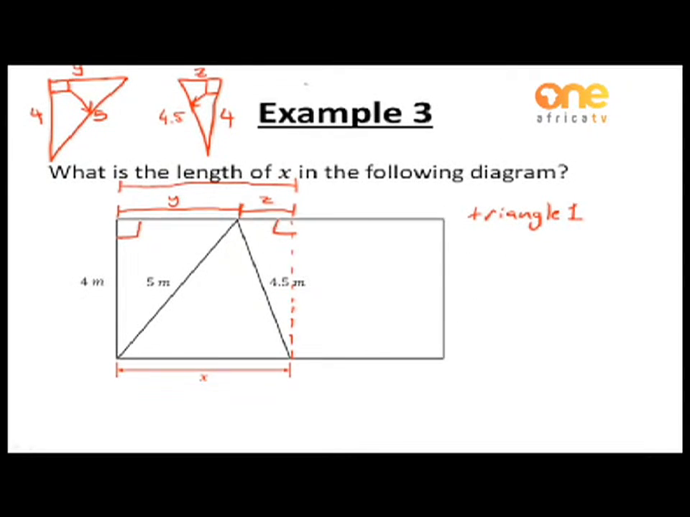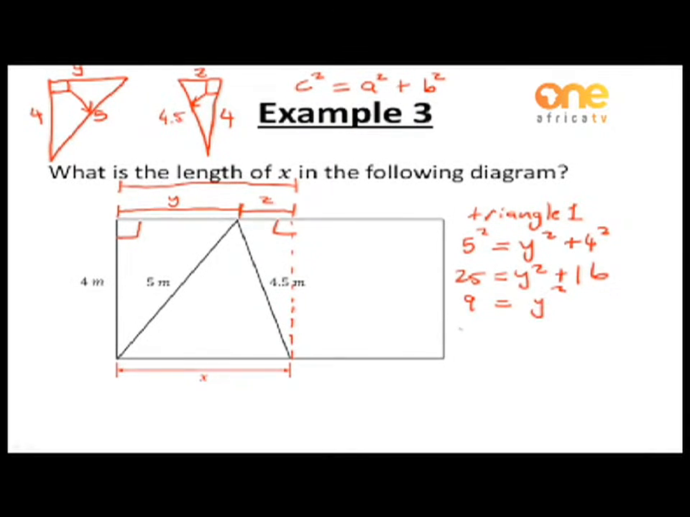So we know Pythagoras states that the hypotenuse squared is equal to the sum of the other two sides squared. So 5 squared is going to equal y squared plus 4 squared. So 25 equals y squared plus 16. Therefore 9 is equal to y squared. And therefore y equals 3. So this length here is equal to 3 meters.